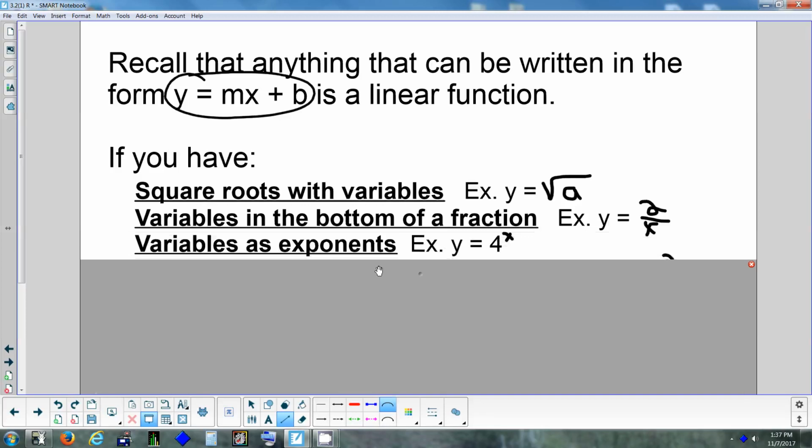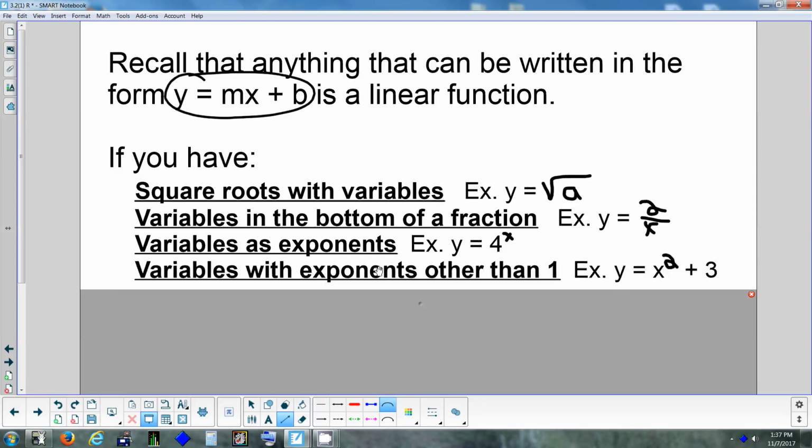All right? Y equals 4 to the power of x. Alright, variables with exponents other than 1. So if you have something, I mean, every number that we write is to the first power, we just don't write to the first power every time, it's assumed.